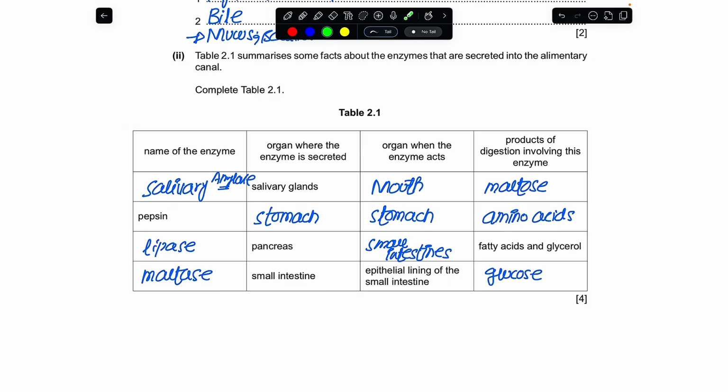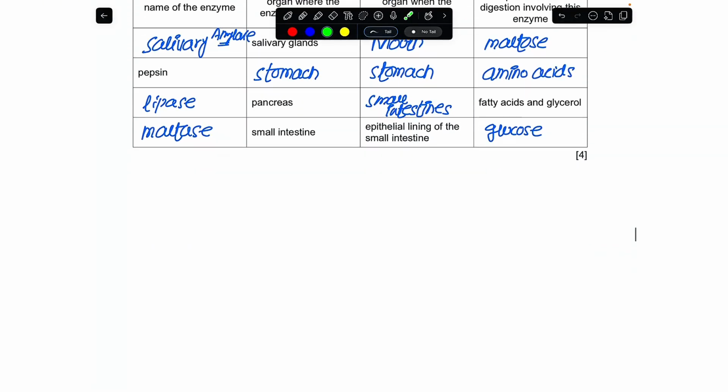Other than that, they say we have this organ, the small intestine, acting in the epithelial lining of the small intestine, and we have been doing this from the very start. In the epithelial lining of the small intestine, the enzyme we have is maltase, and the end product that we would obtain would be glucose. So this is how you would have scored a total of 4 marks for this.